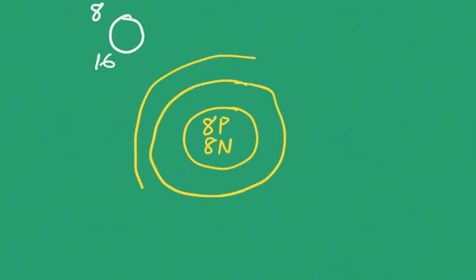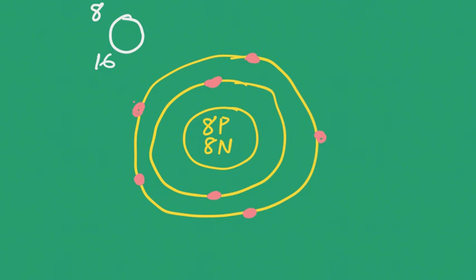Oxygen has 8 protons, 8 neutrons, and 8 electrons. So let's draw oxygen. That's 8 protons, 8 neutrons. Now how do we arrange the electrons? According to the rule, the first shell holds up to 2 electrons. So we have 2. So we have 6 remaining, and those will go in the second shell. The second shell holds up to 8 electrons. So we now have 6 in there. So 6 plus 2 is the 8 electrons.